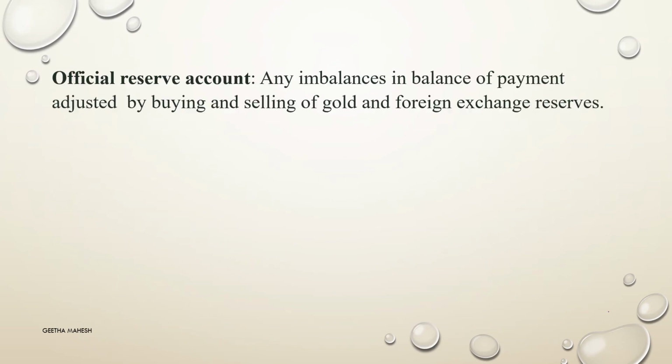The third one is official reserve account, where any imbalance in the balance of payment will be adjusted by buying and selling of gold and foreign exchange reserves. In official reserve account, we try to bring the balance in the balance of payment by buying and selling of gold or foreign exchange reserves.